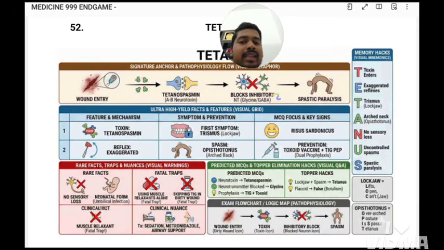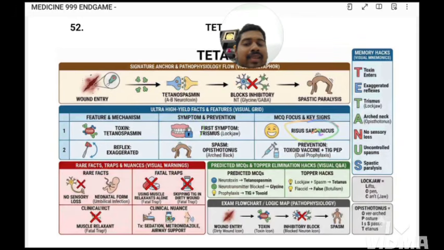Okay, GABA, and hence it leads to blockage of inhibitory signals, blockage of glycine and GABA, and hence we get spastic paralysis. Basically there will be spasm followed by paralysis of the limbs. The toxin is tetanospasmin. What is the first symptom of tetanus? That is lockjaw, that is trismus. You can see the image here.